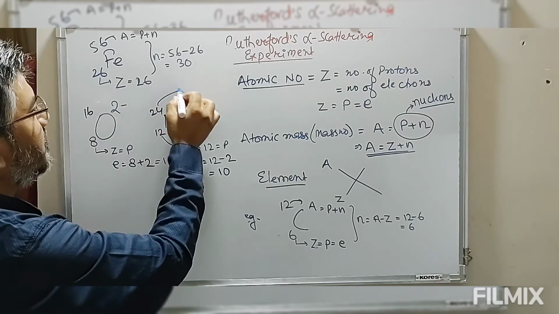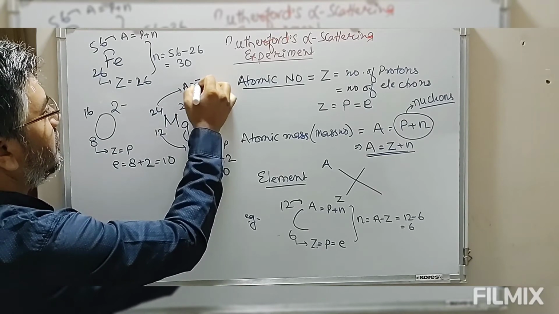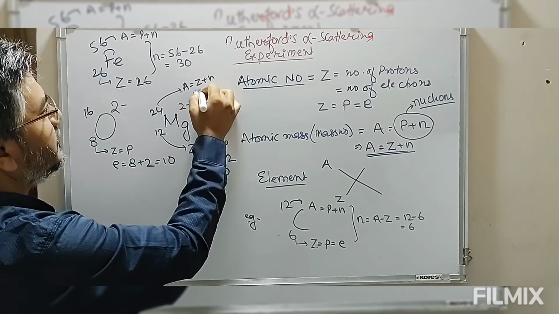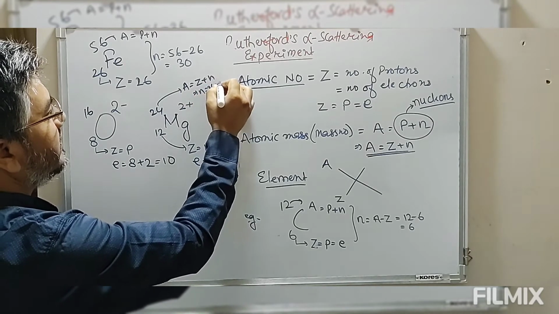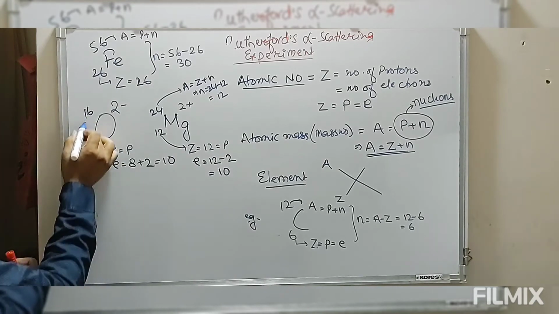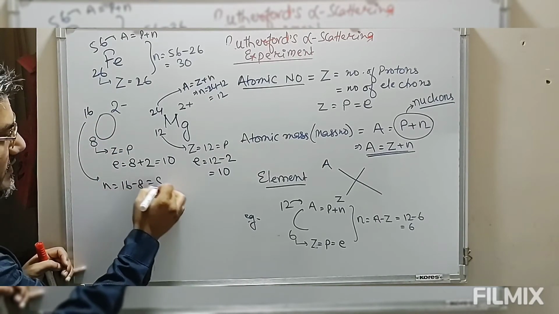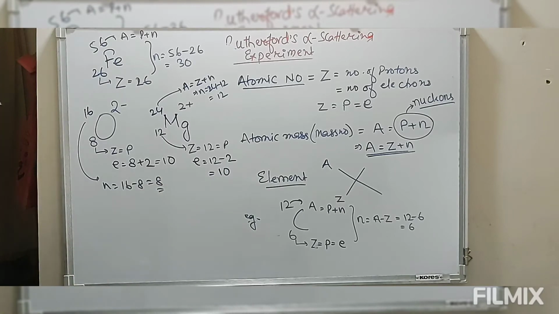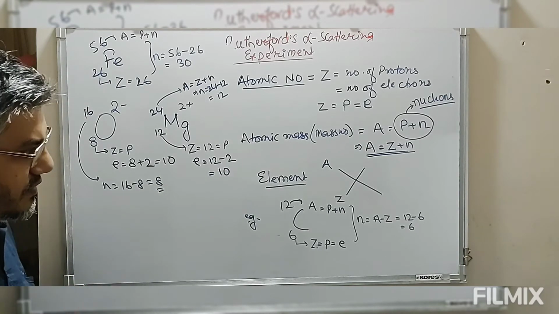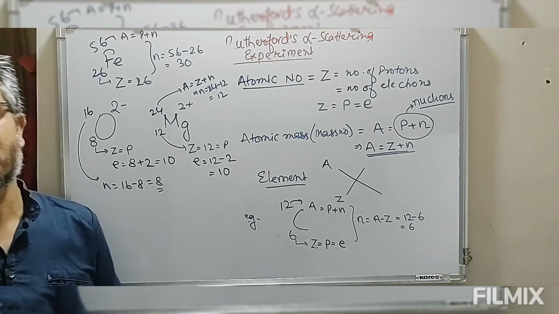So 24 means A is equal to Z plus neutrons. So the number of neutrons is 24 minus 12, so we still have 12 neutrons. In the other case, the number of neutrons is 16 minus 8, that is 8 neutrons. So by using this we can easily calculate the number of protons, neutrons and electrons.